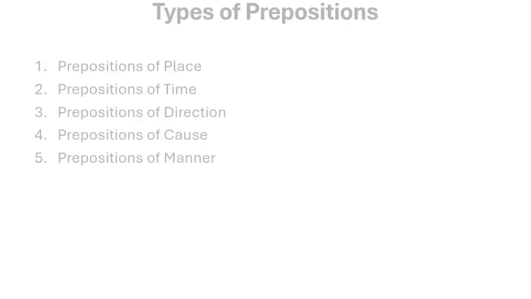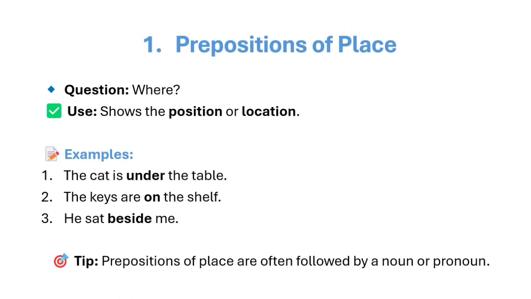Now let's get started. See the first type of prepositions, that is prepositions of place. These prepositions answer the question where. With the help of examples, I will make you understand. First, see the use: this preposition shows the position or location of any object. In the examples, you will understand that.